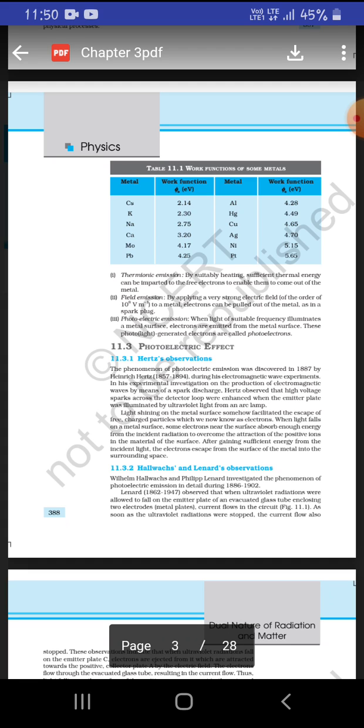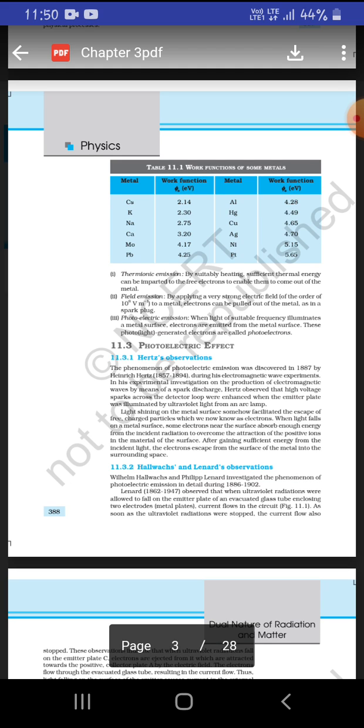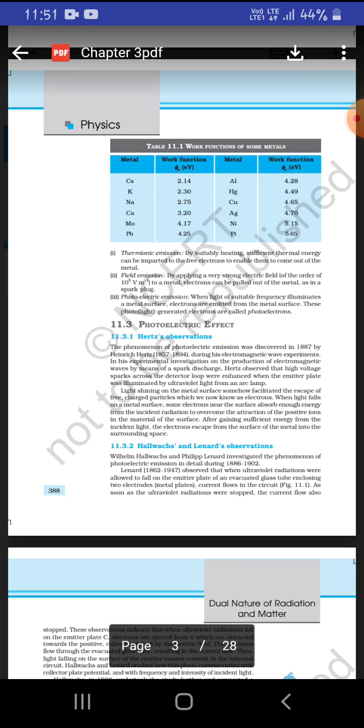And photoelectric emission: when light of suitable frequency is sent onto a metal surface, electrons can come out. Then it is called photoelectric emission. So these are the three types of emission. Thermionic emission: when sufficient thermal energy is given by heating, the free electrons come out. Field emission: when a strong electric field is applied, the electrons come out from the metal. And when light is sent onto the metal, the electrons come out from the metal, then it is called photoelectric emission. So these are the three emissions.